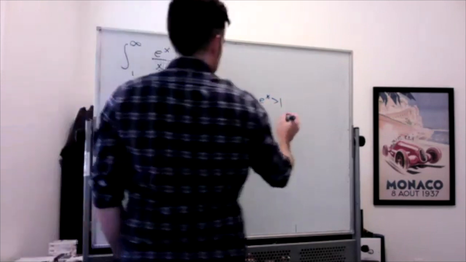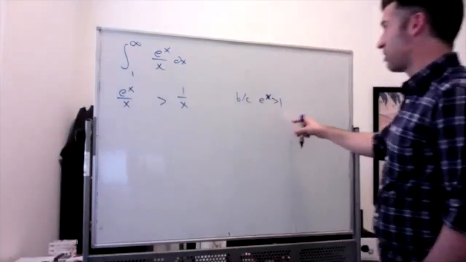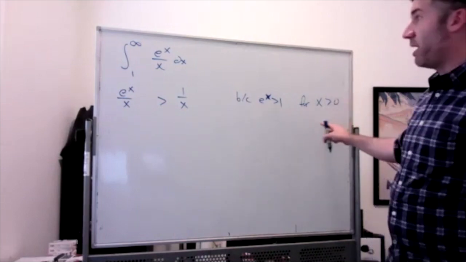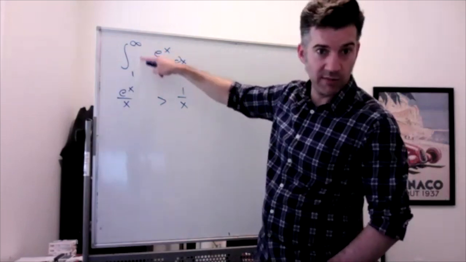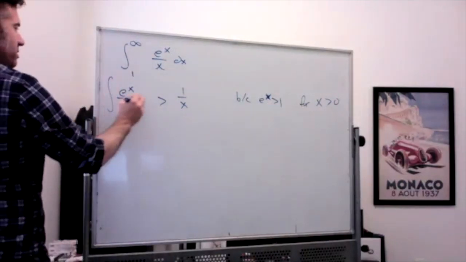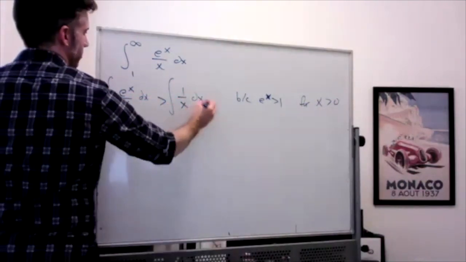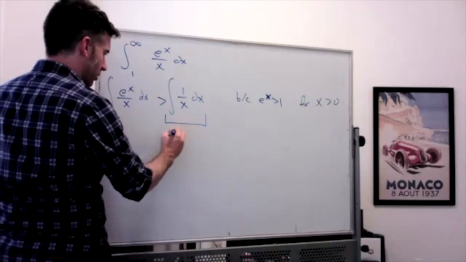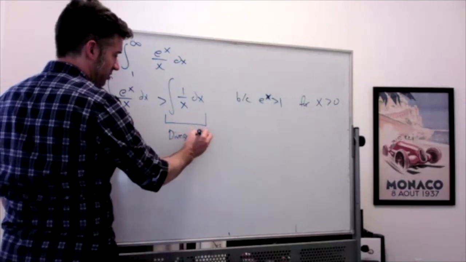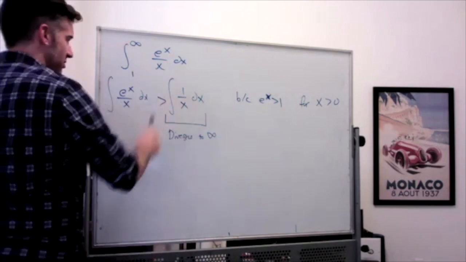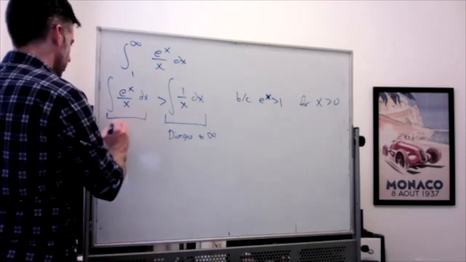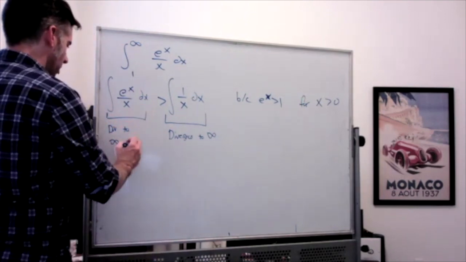At least, that's actually not entirely true. e to the x is bigger than 1 for x bigger than 0, which is fine because we are living in the land where x is between 1 and infinity. So we're set. So then we can say, well, if this is true, then this is true. But we know from work earlier today that this integral diverges, and it diverges to infinity. So this diverges to infinity, and this integral is bigger than that. If you're bigger than infinity, guess what? You're infinity too. So this also diverges to infinity by comparison.